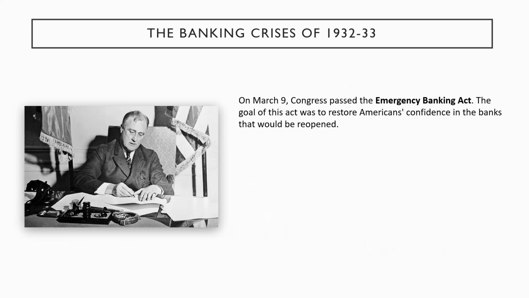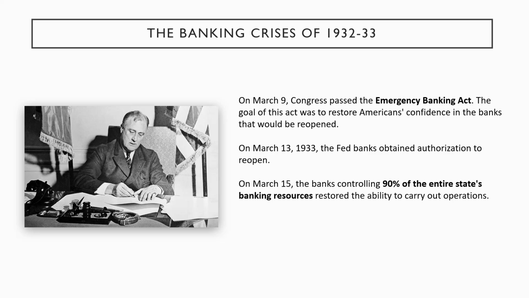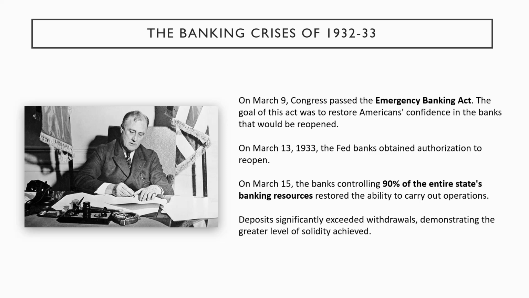On the 9th of March, the Congress passed the Emergency Banking Act. The goal of this act was to restore Americans' confidence in the banks that would be reopened. 4 days later, the member banks of the Fed obtained authorization to reopen, and on March 15, the banks controlling 90% of the entire state's banking resources restored the ability to carry out operations. Furthermore, deposits significantly exceeded withdrawals, demonstrating the greater level of solidity achieved. Primary attention was paid to the possibility that for the reopened banks, bank runs could occur again.